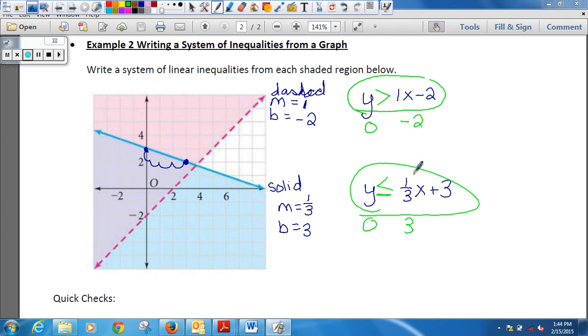Go ahead and complete the quick checks, and then look at your schedule to find your assignment.